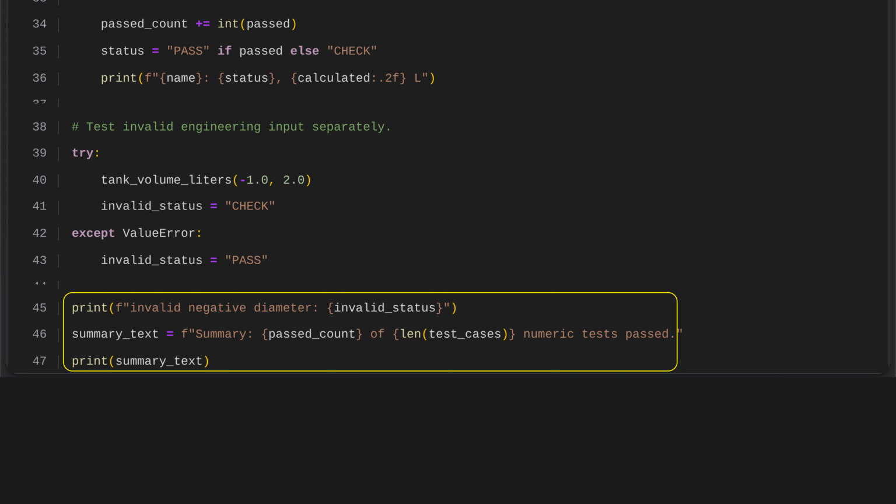The code reports whether an invalid input test, using a negative diameter, was handled correctly. It then prints a brief summary showing how many numeric test cases passed out of the total, giving a quick overview of the test results.